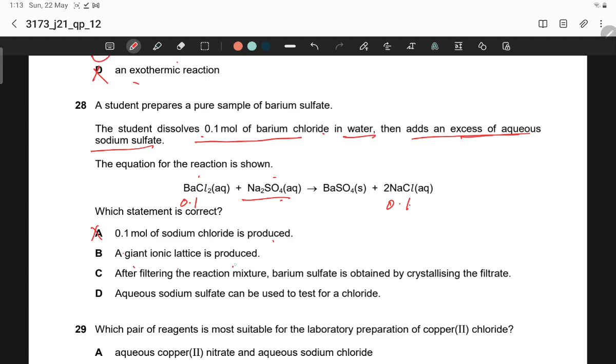A giant ionic lattice is produced. This is in solid state. After filtering the reaction mixture, barium sulfate is obtained by, no, this is not obtained by crystallization from the filtrate. This is an insoluble salt. It is obtained as a residue.